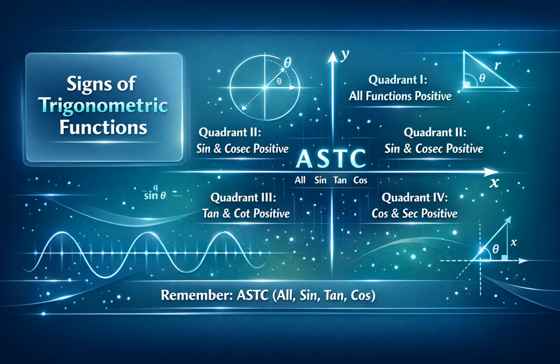The signs of trigonometric functions depend on the quadrant. In quadrant 1, all functions are positive. In quadrant 2, sine and cosecant are positive. In quadrant 3, tangent and cotangent are positive. In quadrant 4, cosine and secant are positive. Remember the mnemonic ASTC, all, sin, tan, cos, for quadrants 1, 2, 3, 4.